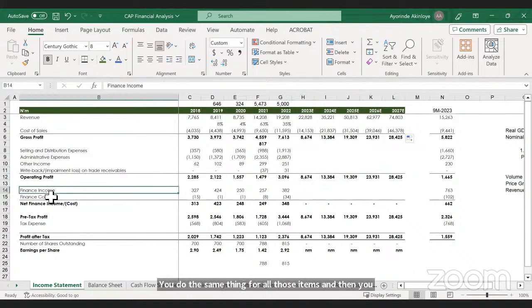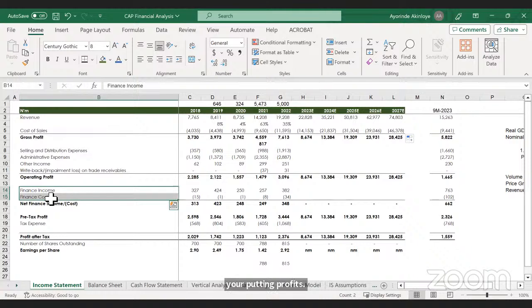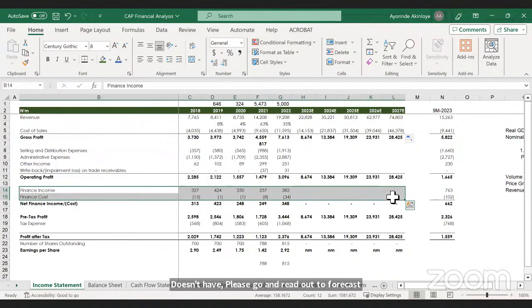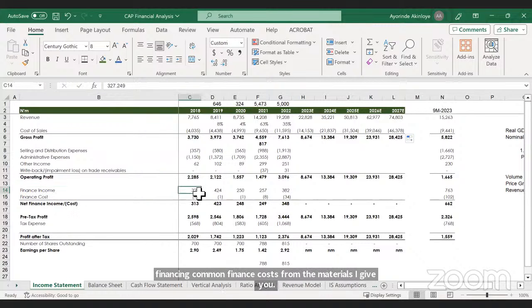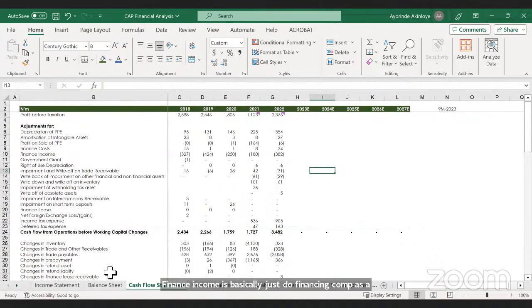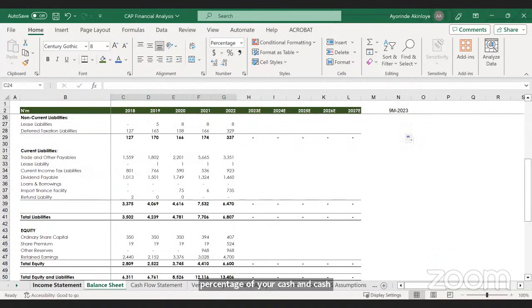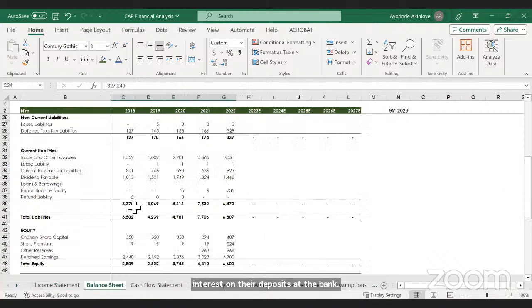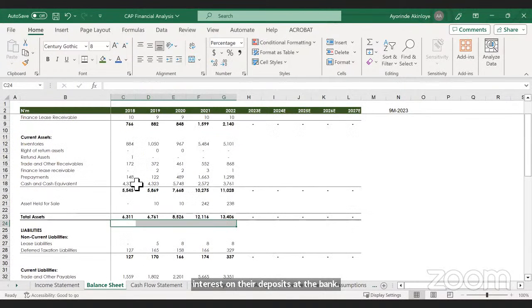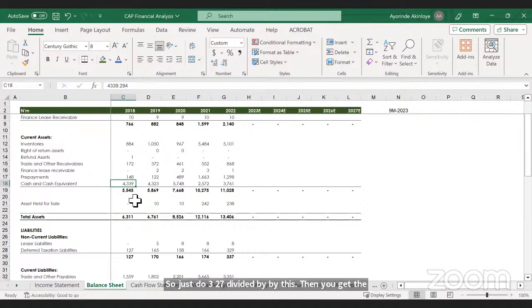Now, finance income and finance cost is something I should teach you in combination with total debt and forecasting cash. There are so many things you can't cover, but please go and read how to forecast finance income and finance cost from the materials I gave you. Finance income is basically just finance income as a percentage of your cash and cash equivalents for the year, because finance income is basically interest on their deposits at the bank. So just do 327 divided by this, then you get the yield that they earn on their cash and cash equivalents.